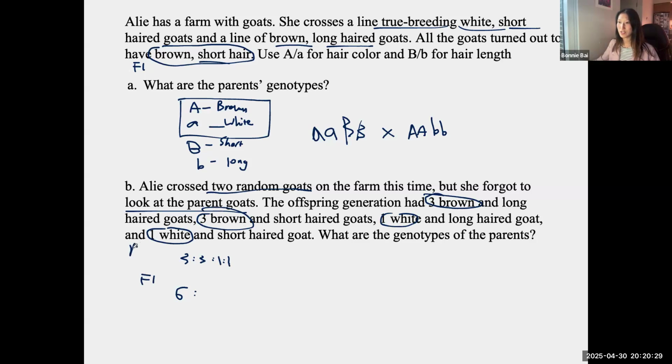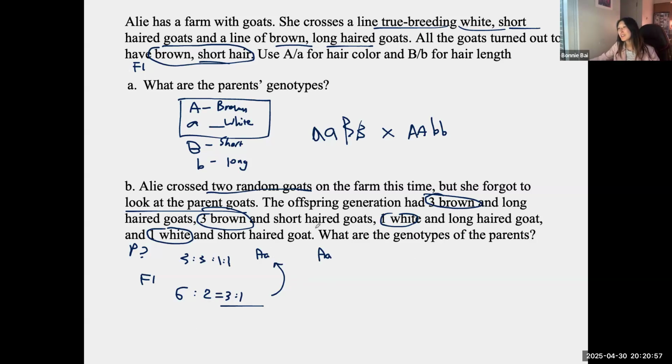Like the parental generation, we don't know what is going on with it, but we know the F1 generation ratio is a 6 to 2 ratio, which I can simplify to a 3 to 1 ratio. And hooray, I know exactly what a 3 to 1 ratio means. It means the parents had to have been heterozygous. So it had to have been big A, little a, big A, little a. You blindly grabbed some goats, but now you know what they are.